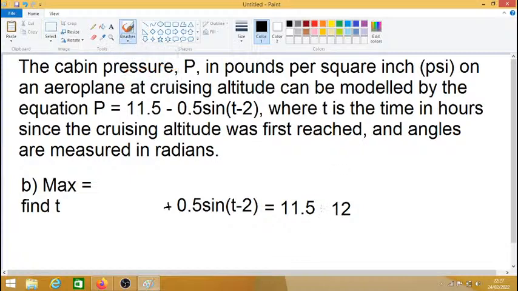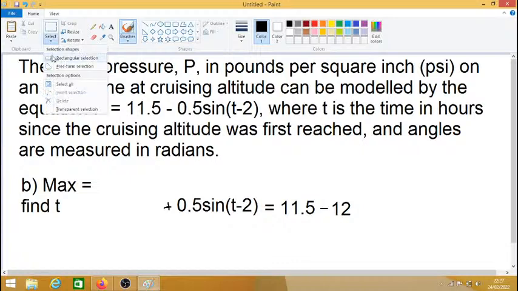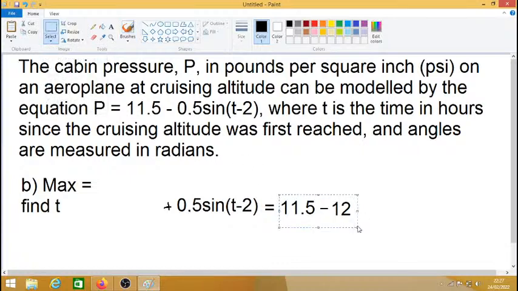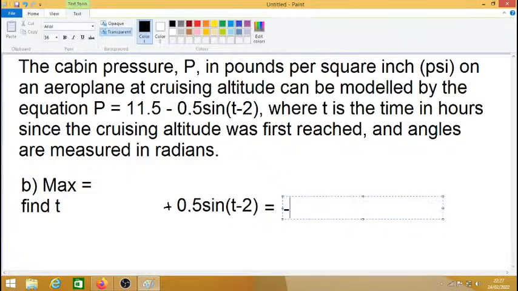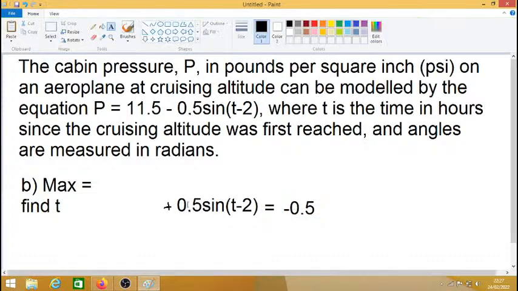11.5 minus 12 is minus 0.5. So I might as well write that in. Here we've got minus 0.5. On the other side, we've also got 0.5. The plus doesn't make any difference, so that can go. So let's divide by 0.5. Let's take the 0.5 here and put it onto the other side as a divide. So that's minus 0.5 divided by 0.5. That's going to become a minus 1.